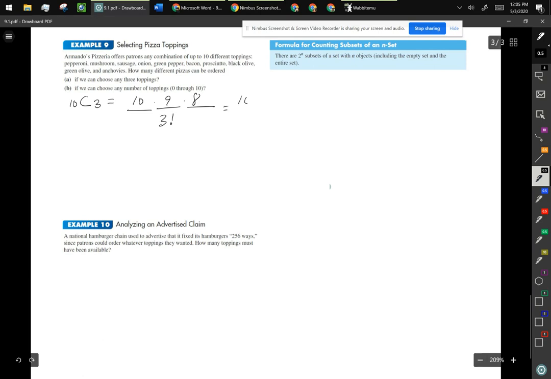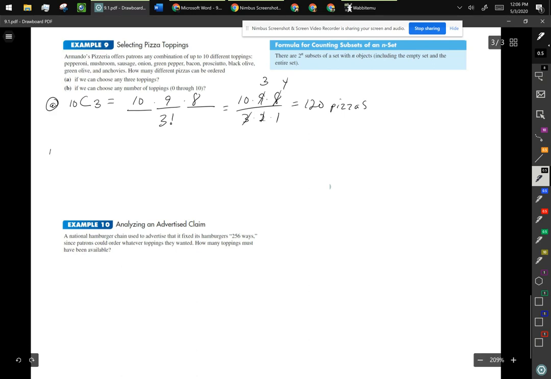And so that'd be 10, 9, 8 over 3, 2, 1. And it's nice that we can just sort of cancel things out. And this would just be 120 pizzas. All right, that's part A.